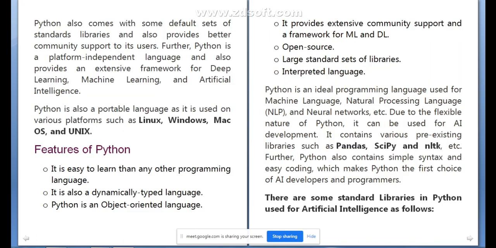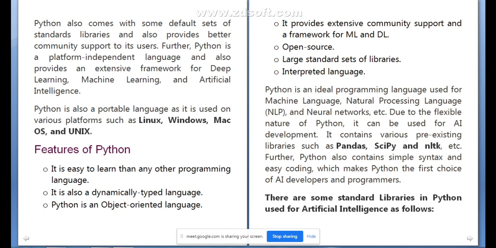Okay, we will see the different features. So it is very easy to learn than any other programming language. ये बहुत easy है, आप मानते हो. It is also a dynamically typed language. Python is an object oriented language. ऑब्जेक्ट ओरिएंटेड क्या है, आप सबको पता है. It uses different objects. It provides extensive community support and a framework for ML and DL, machine learning and deep learning.